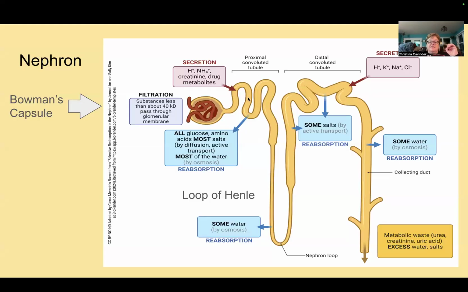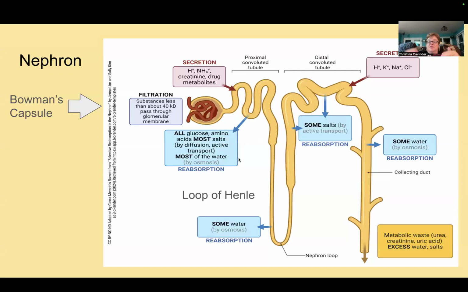And in this, hydrogen ions, nitrates, creatinine, and drug metabolites are secreted into the tubule to get rid of them out of the body. Also, in the convoluted tubule, glucose, any amino acids, most salts by diffusion or active transport, and most of the water by osmosis is reabsorbed back into the body.